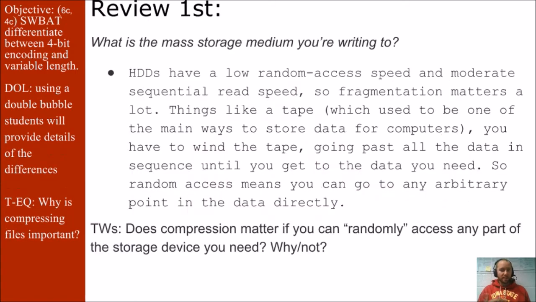So speaking of which, let's do a little review first here. What is the mass storage medium you're writing to? That is the question that you should ask when thinking about compression. So hard disk drives, they have a low random access speed and moderate sequential read speed. So fragmentation matters a lot.